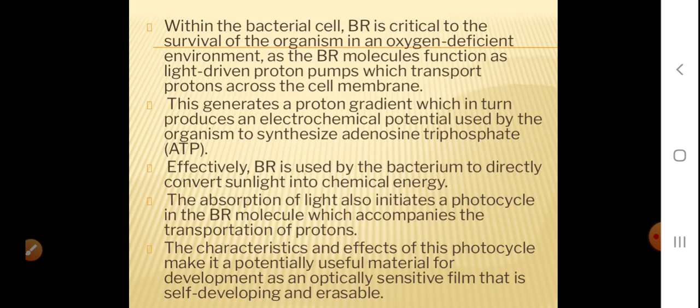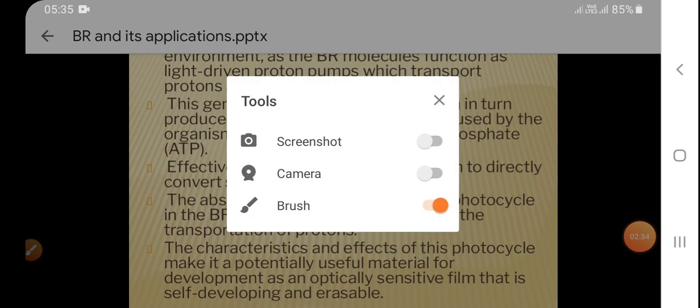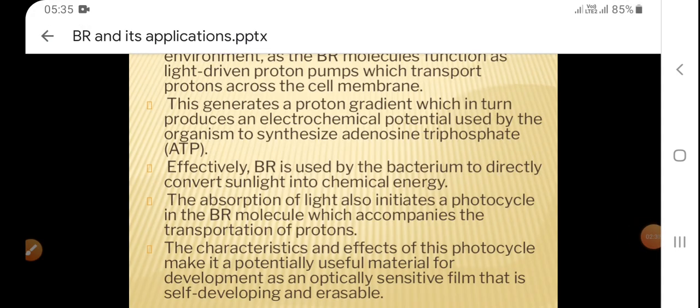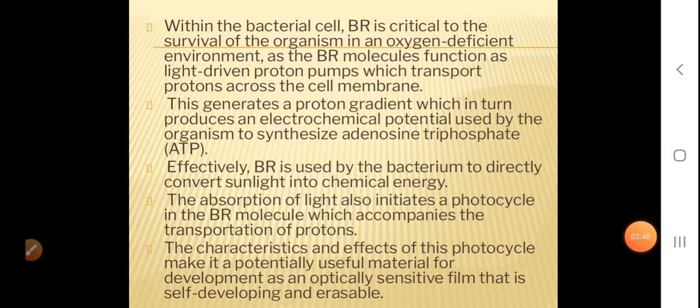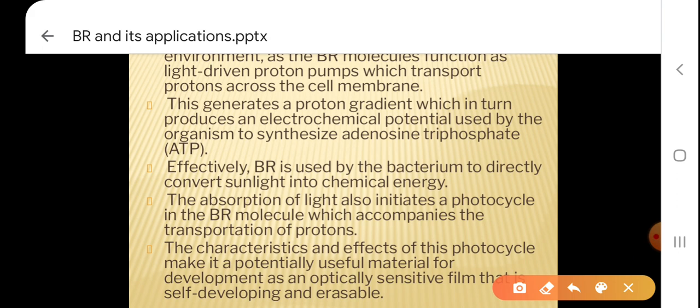Now, what is the function of this bacteriorhodopsin in the bacterial cell? Within the bacterial cell, what is its role? So, within the bacterial cell, it is critical to the survival of the organism in an oxygen deficient environment. Okay, so the major function of a bacteriorhodopsin molecule is to act as a light driven proton pump.